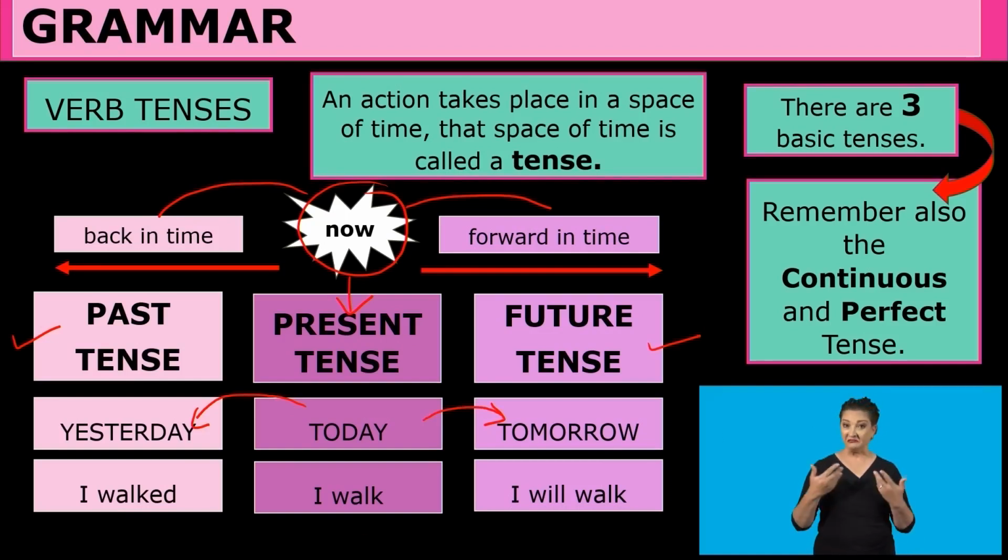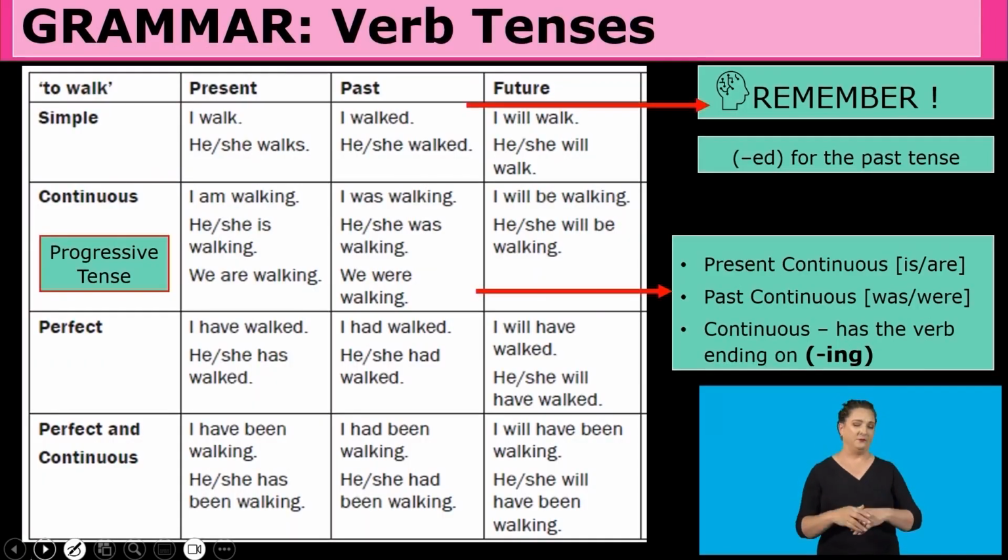When I already walked yesterday, can you see we added an ed, and then in the future, I will walk. So there's your indicators already of how your tenses are going to work. All right, so remember, we add ed for the past. And your continuous tense, I showed you there, is also called your progressive tense.